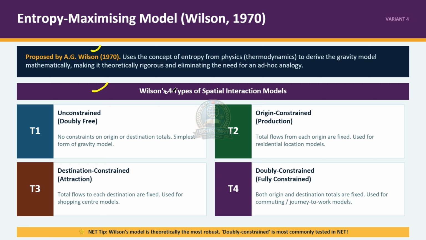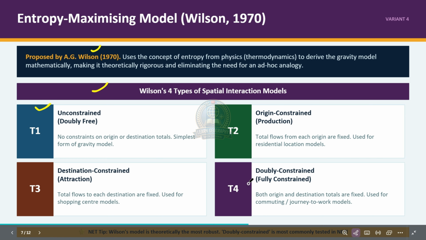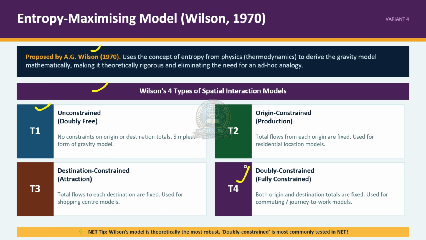Wilson's four types of spatial interaction model: unconstrained, doubly free, with no constraints on origin or destination totals, the simplest form of the gravity model; origin constrained, production, where total flows from each origin are fixed, used for residential location models; destination constrained, attraction, where total flows to each destination are fixed, used for shopping center models; and doubly constrained, fully constrained, where both origin and destination totals are fixed, used for commuting, journey to work models.